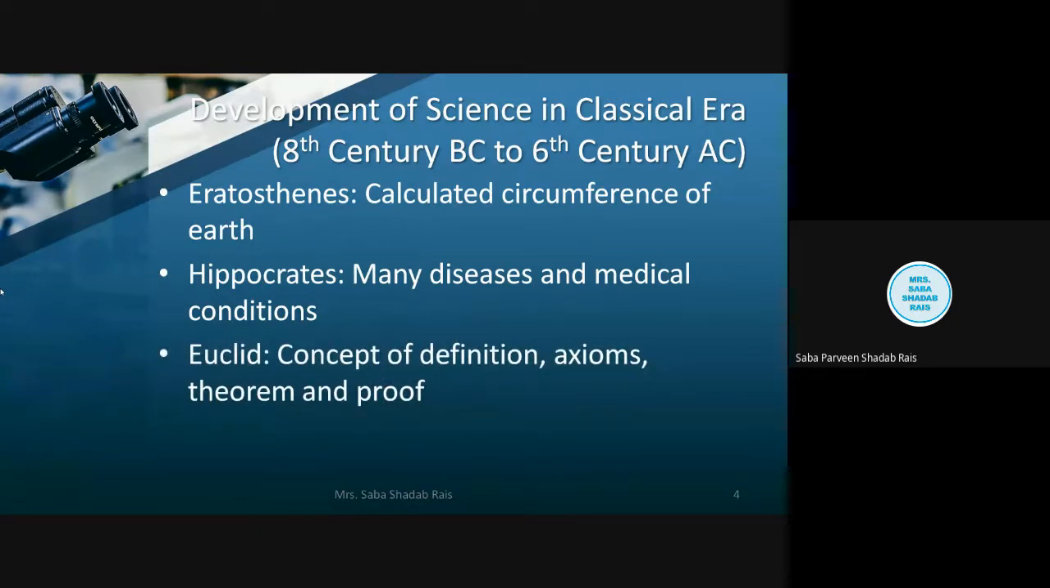He is very famous, everybody knows his name. He was the one who laid down the foundation of mathematical rigor, and he introduced the concepts of definition, axioms, theorem, and proof. Those who all hate geometry, please listen. Who has done this? Who has brought all this idea?